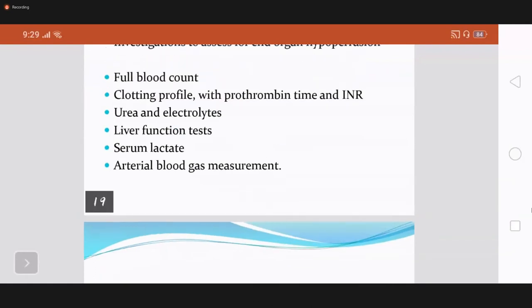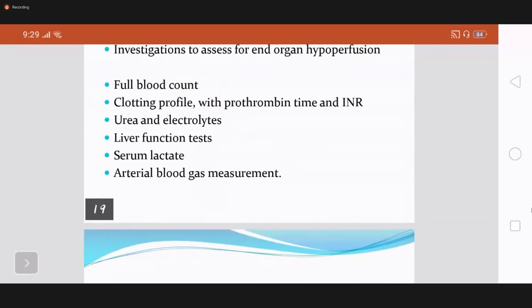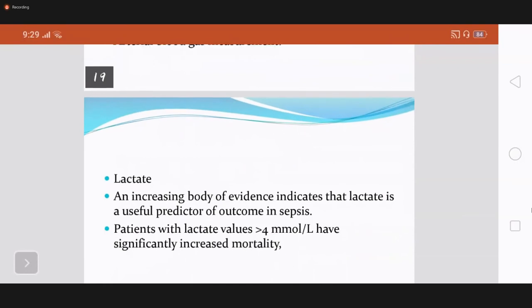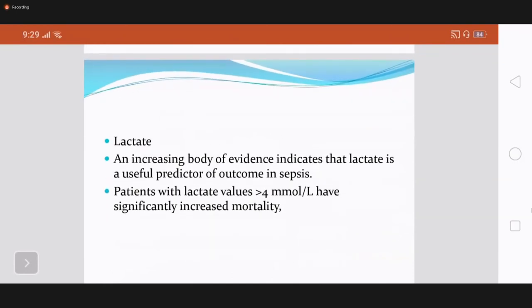Okay, now coming to the serum lactate, I have mentioned it as an investigation over here. What is it? Evidence has shown that increasing lactate is a predictor of outcome in sepsis. It has been shown that patients who have lactate values of greater than 4 have significantly increased mortality. Like previously discussed, lactate values of more than 2 are seen in severe sepsis. And if the patient has a lactate value of greater than 4 millimoles per liter, then they will have significantly increased mortality.